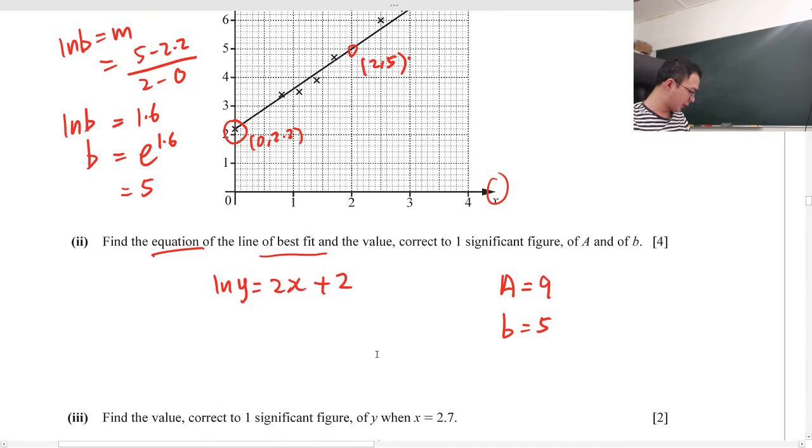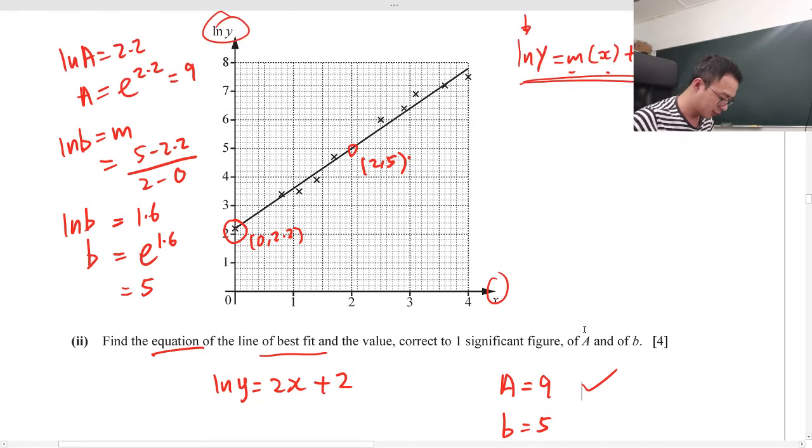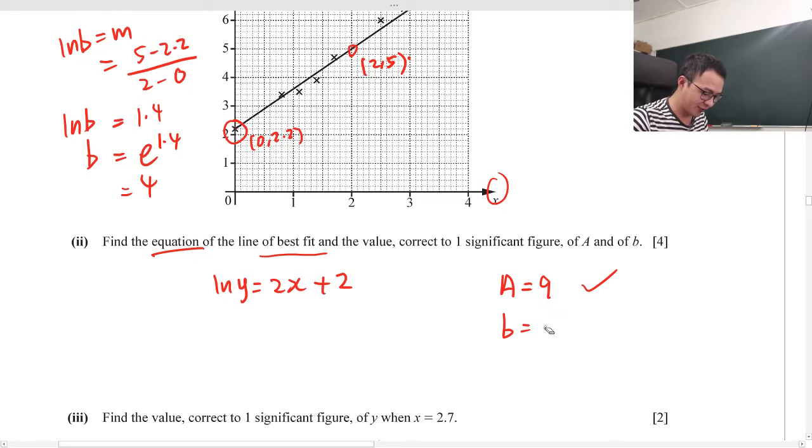B over here, they get 4. This 9 is correct, but this one, how come they get 4? So let me see. They get 1.4 for gradient, I get 1.6. And then 2 minus 0. Yeah, it's 1.4. Yeah, I bet I'm so bad at my calculation. So this is 1.4. So therefore my b is 4. Alright, so this is 4 here.